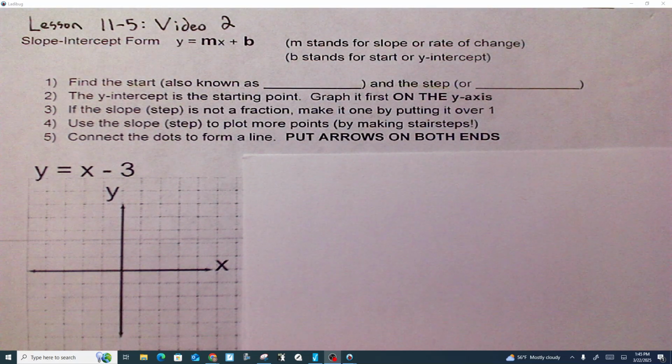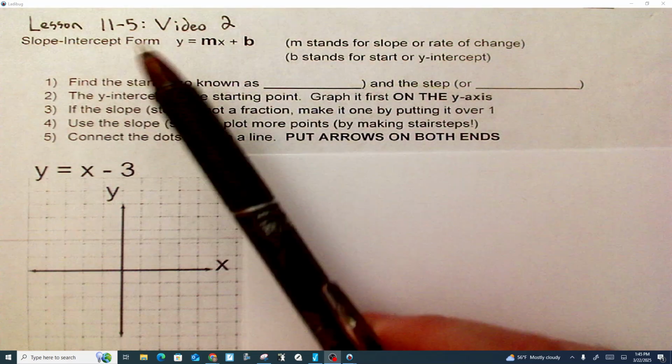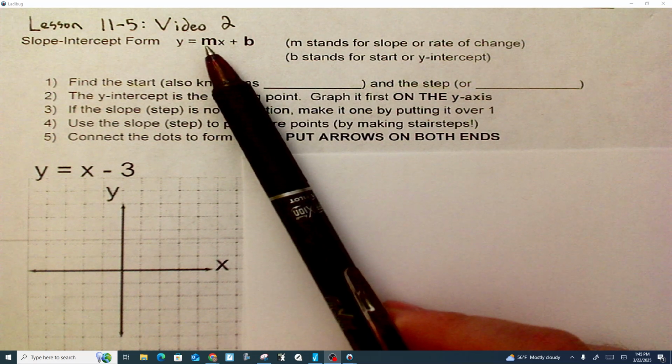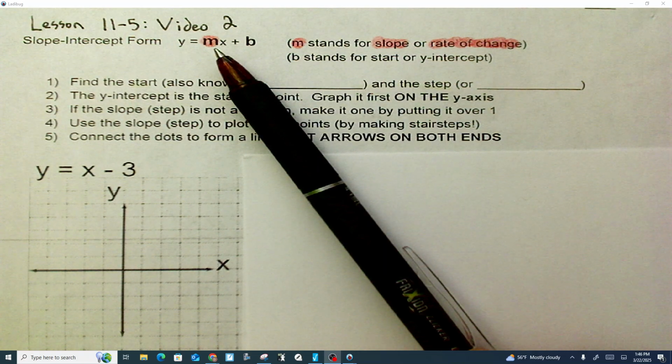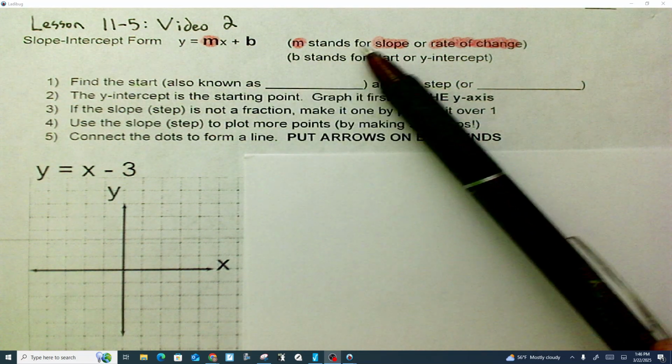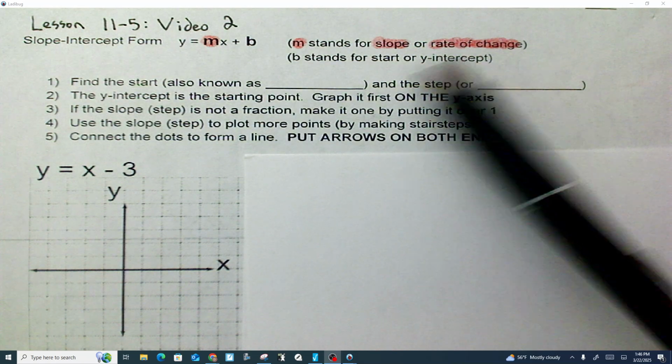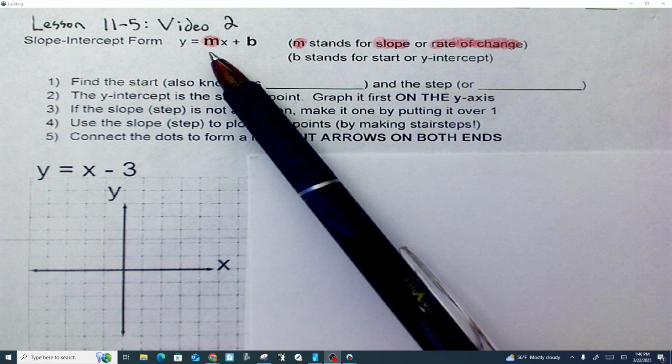Alright folks, let's go through and finish up lesson 11-5. The first thing I want to show you is something called the slope-intercept form. Now you know that this M right here stands for slope or rate of change. So this is not just random letters that are in here.